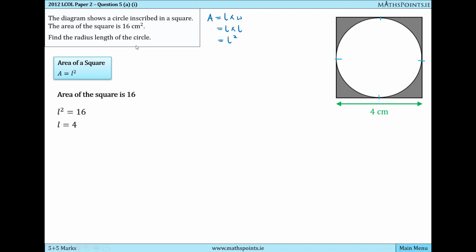And we're asked to find the radius length of the circle. So the radius is half the length of the diameter. So if the diameter is 4, then the radius will be 2. And so the radius of this circle is 2 centimeters.